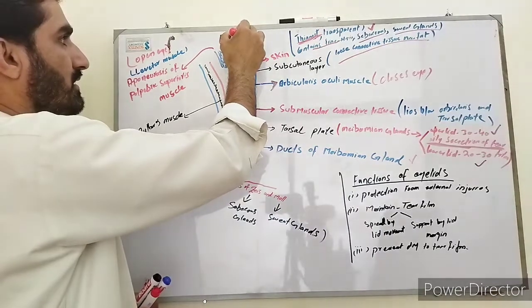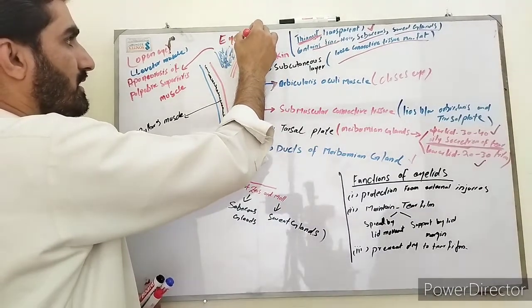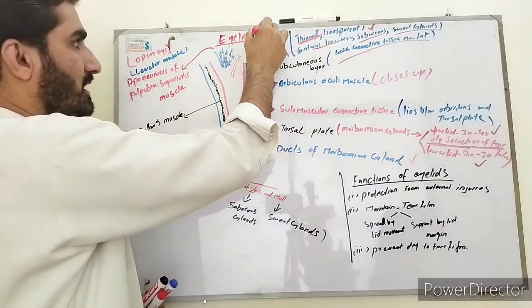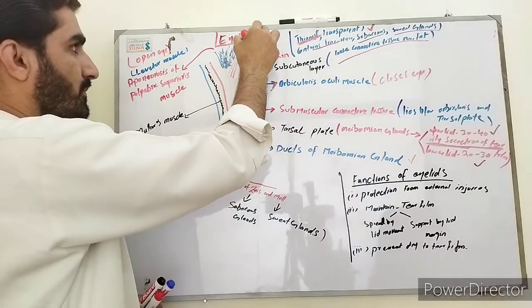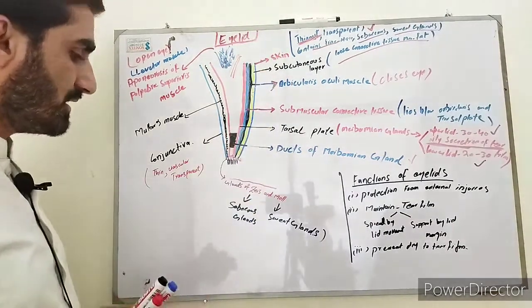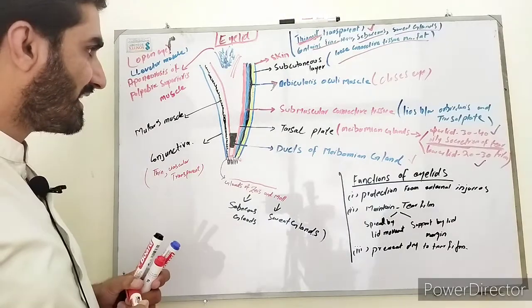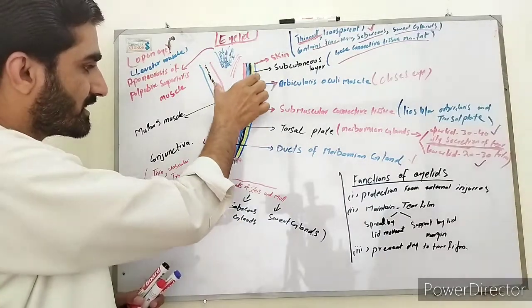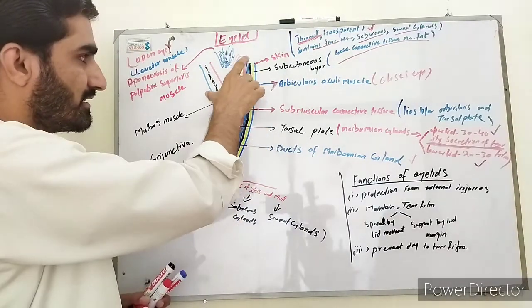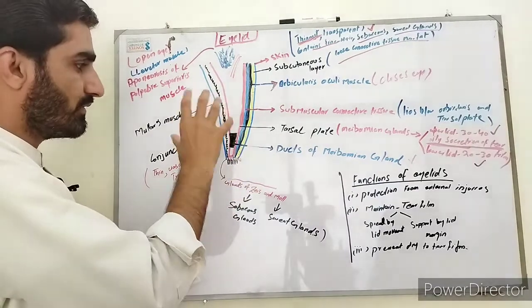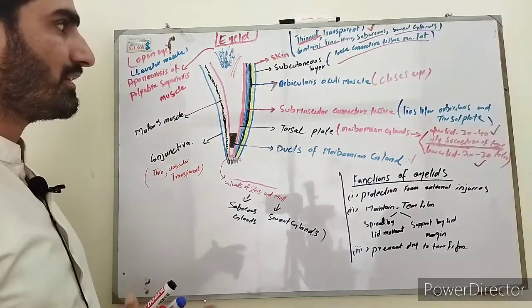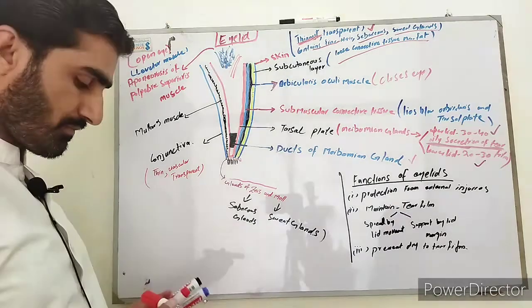Eyelid anatomy. This is our topic of discussion today. There are different layers of the eyelid. We will explain these layers, and the structure of the eyelid, step by step.